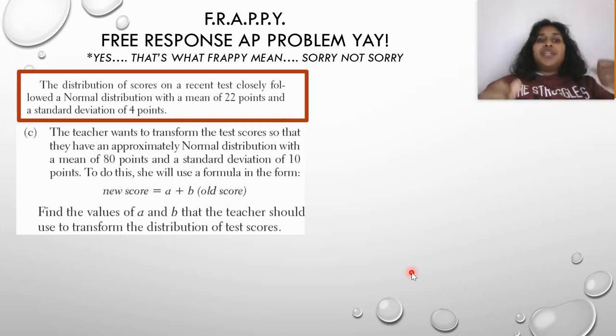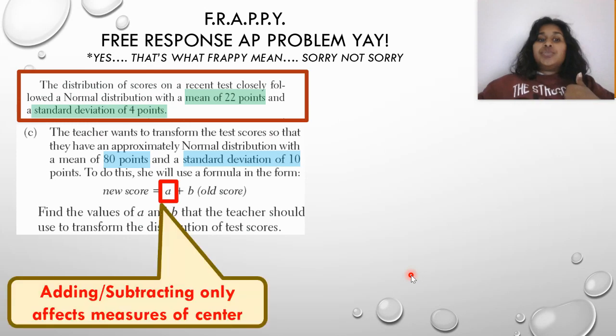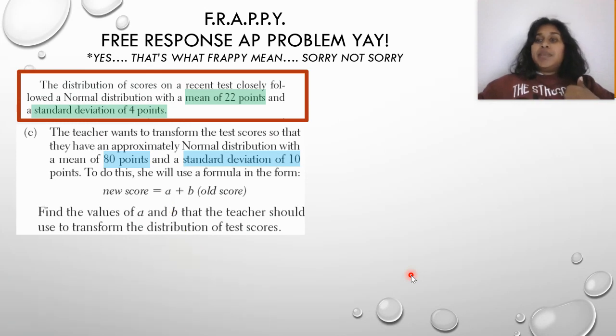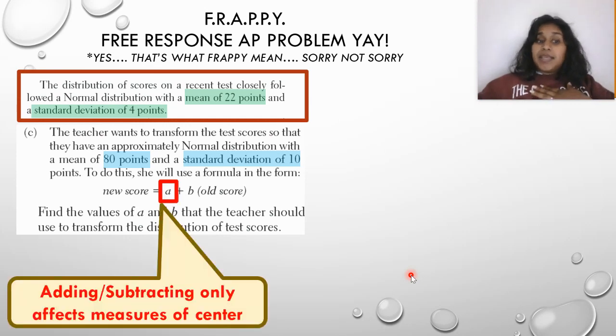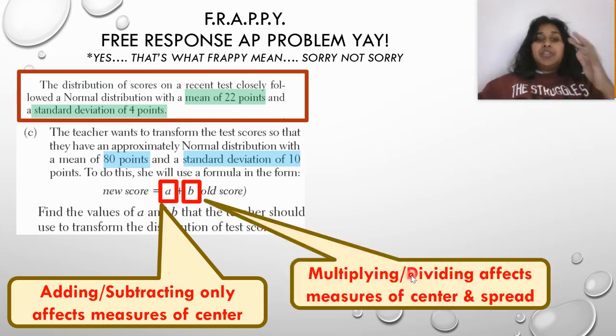Now this time we're dealing with transformation. So this teacher decided to transform the mean to 80 points from our 22, and the standard deviation to 10 points from our 4. She used a formula where we've got an A and a B that we have to solve. So let's break up that A and the B. A is a constant that's being added or subtracted. And remember, addition and subtraction for transformation of normal distributions only affects measures of center, mean and median. B, multiplication and division, affects measures of center and spread.